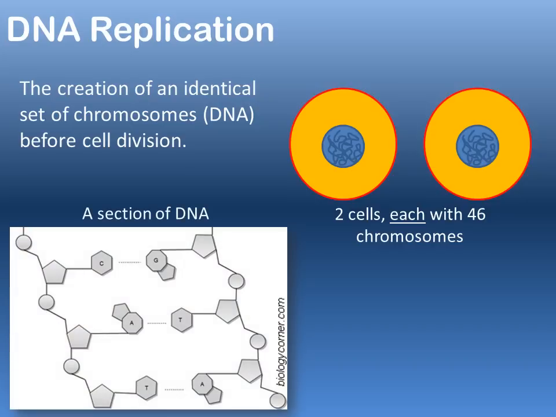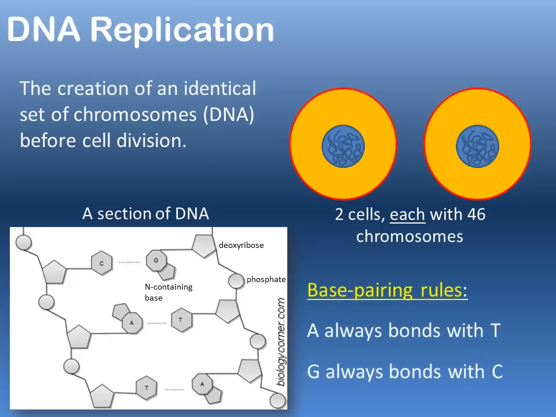Now recall that DNA is a nucleic acid made up of repeating nucleotides composed of a deoxyribose sugar, a 5-carbon sugar, a phosphate group, and a nitrogen-containing base that juts out to the middle. Now these bases hydrogen bond with the bases on the opposite strand of a molecule of DNA, and they follow a certain set of base pairing rules where certain bases only bond with each other. In this case, A always bonds with T and G always bonds with C.